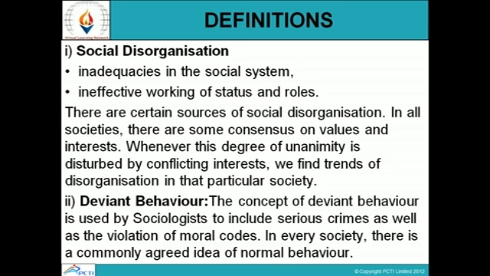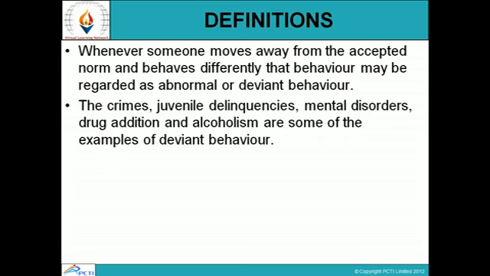Second, deviant behavior. The concept of deviant behavior is used by sociologists to include serious crimes as well as the violations of moral codes. In every society, there is a commonly agreed idea of normal behavior. Whenever someone moves away from the accepted norms and behaves differently, that behavior may be regarded as abnormal or deviant behavior. Crimes, juvenile delinquencies, mental disorders, drug addiction, and alcoholism are some examples of deviant behavior.